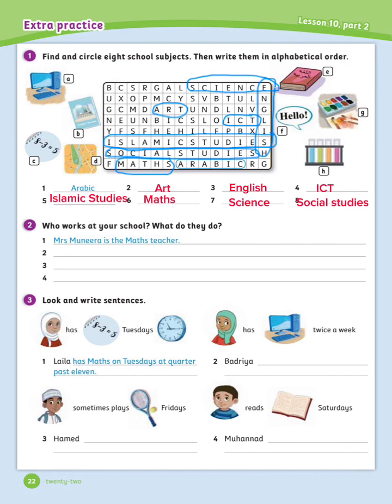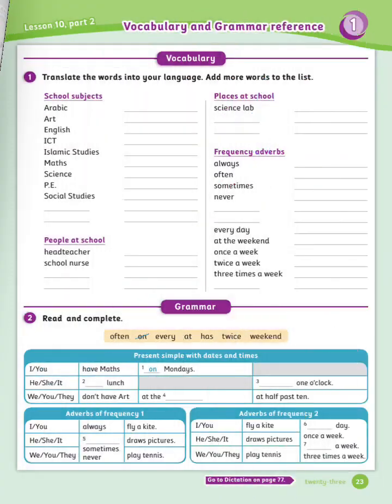Exercise number 3. Look and write sentences. Look at these pictures to write sentences. Number 1. Layla has math on Tuesdays at 11:15. Number 2. Badriya has ICT twice a week. Number 3. Hamad sometimes plays tennis on Fridays. Number 4. Muhannad reads a book on Saturdays.